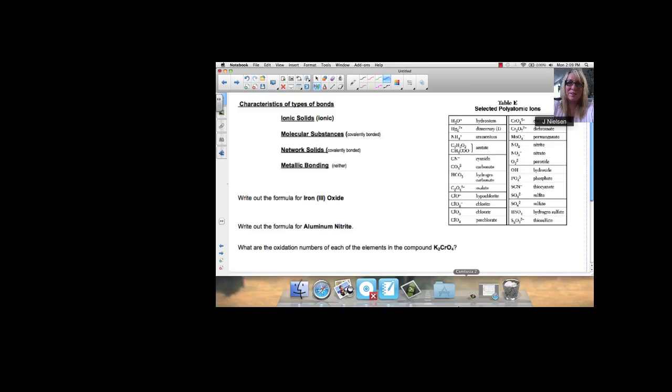Characteristics of types of bonds. Well, we went over this kind of already on the first page. Ionic is metal and nonmetal. I told you it was a transfer. So we got a transfer of electrons.